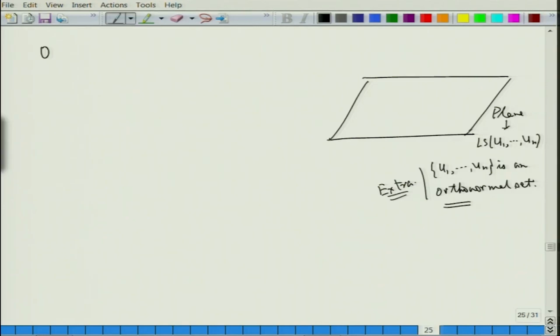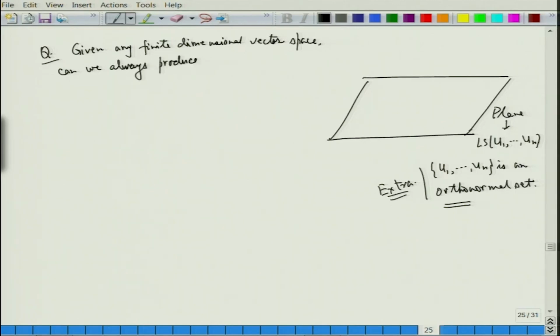So the question is, given any finite dimensional vector space, can we always produce an orthonormal basis?